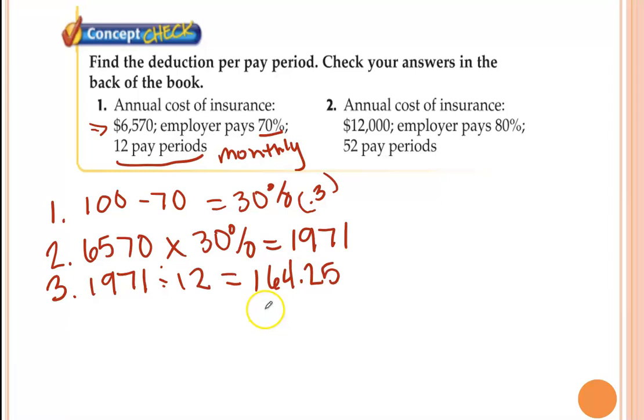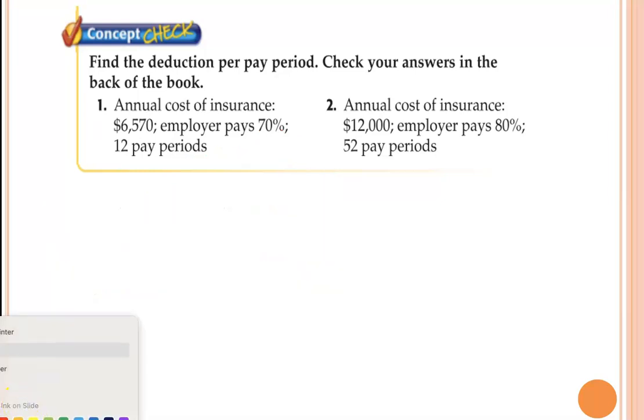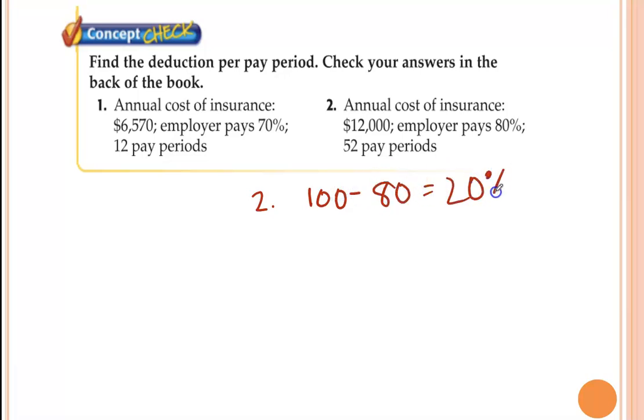So make sure you have this written down for number 1. You pause the video, do number 2, and see if you can do it correctly before we work it. Number 2, first step, I take that 100%, subtract 80, and I get 20. I only paid 20%. That's a deal.